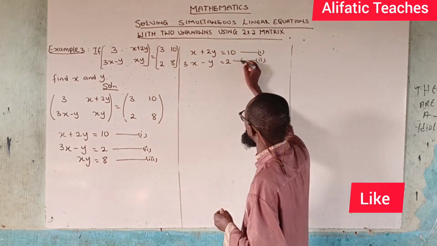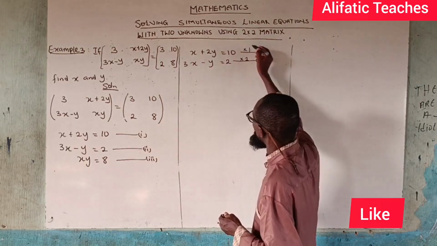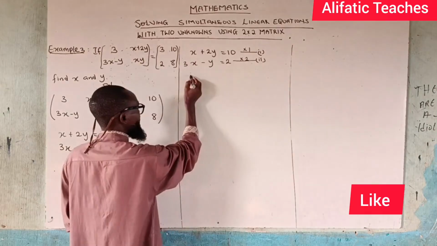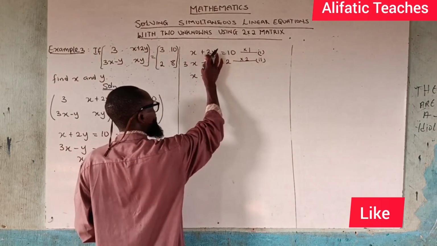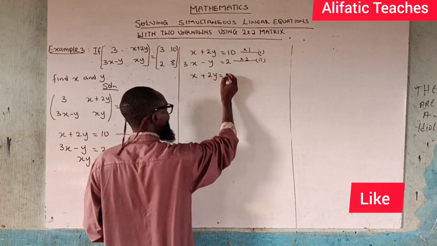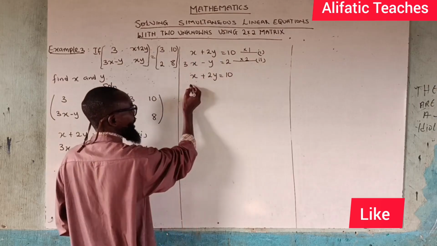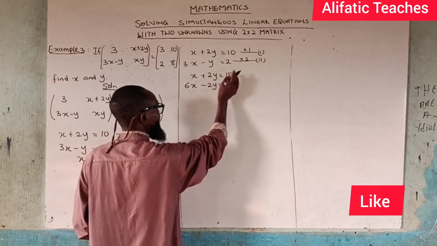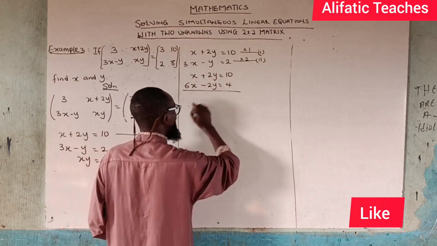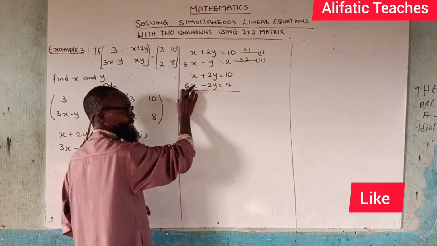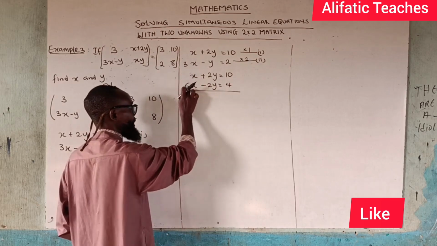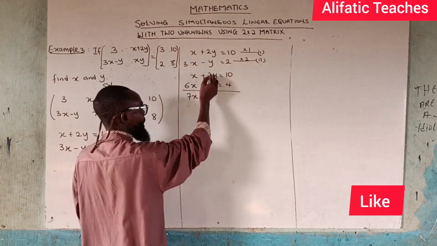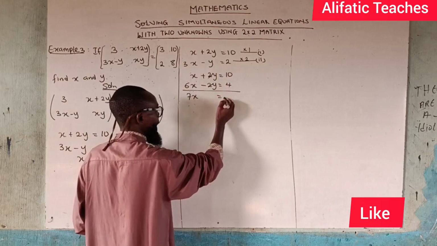Let me multiply this equation by 2. And this equation remains 1. If I use this one to multiply 2, it remains like that. 1 times x plus 1 times 2y equals 1 times 10. 2 times 3x, I have 6x. 2 times minus y, minus 2y. Then 2 times 2, I have 4. Then add up. This is x and 6x. This means 1 plus 6, I have 7x. Plus 2y minus 2y, cancelled. Equals 10 plus 4, I have 14.